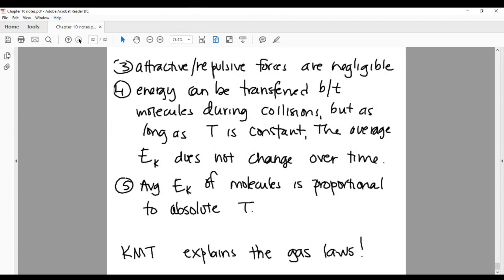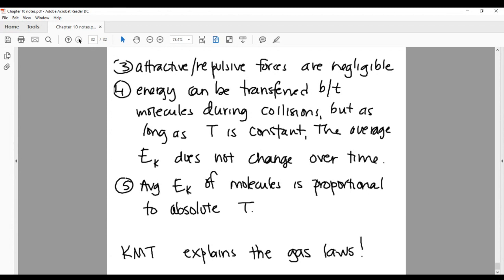The other thing is that because their volume is negligible, and because they're in constant random motion, attractive and repulsive forces between the molecules are negligible. They're not going to be close enough long enough to be attracted to or repulsed by one another. So in other words, there's not going to be any intermolecular forces at work. Okay, we're not going to start having bonds forming between these gases because they're constantly moving. So they can't be attracted or repulsed.